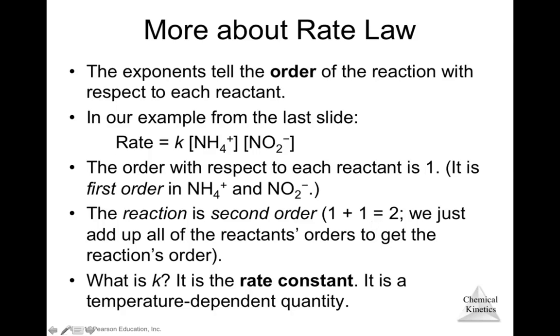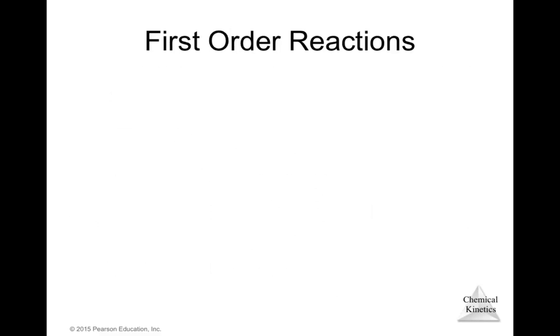So what is K? K is the rate constant. It is a temperature dependent quantity. So the K here in the rate is a constant, and we're going to see in the following slides how we can determine or calculate the rate constant.